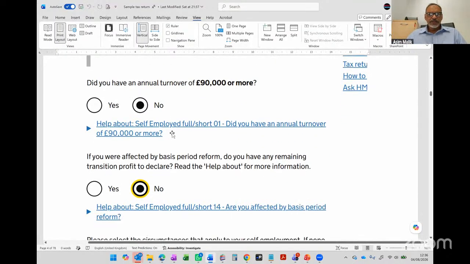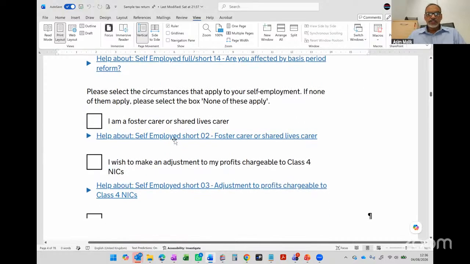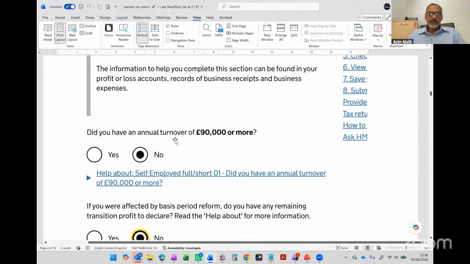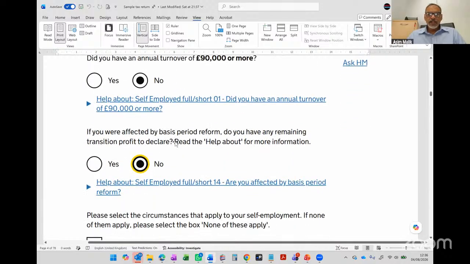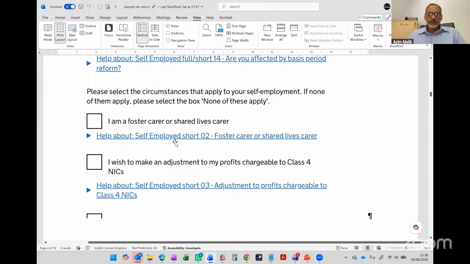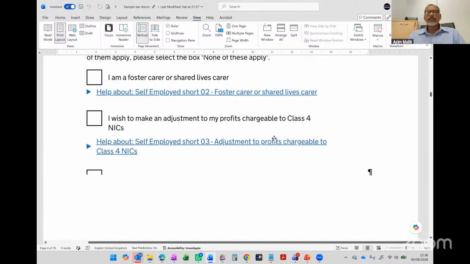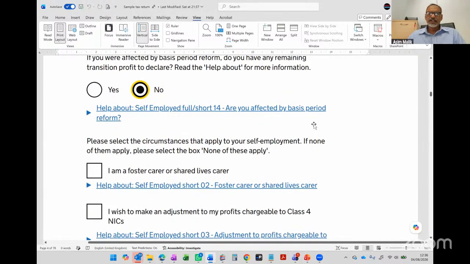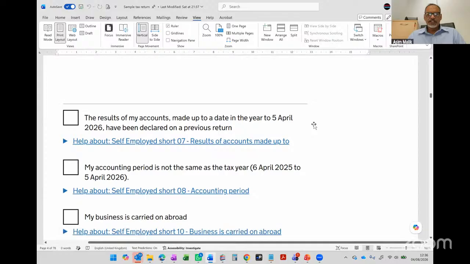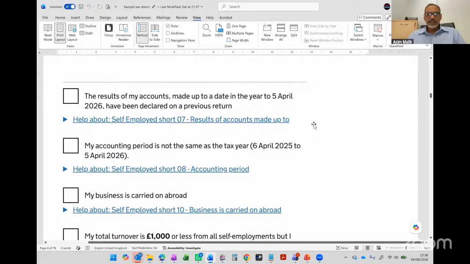आपके accounts ready हो गए हैं, आपके पास सारी information है. All you need to do is basically fill in all the boxes. आपके पास certain type of income जो है वो specially treated होती है, foster care, but otherwise most self-employment are same. So whether trading or profession is the same. So आपको अपनी tax returns जो है वो fill करनी है.